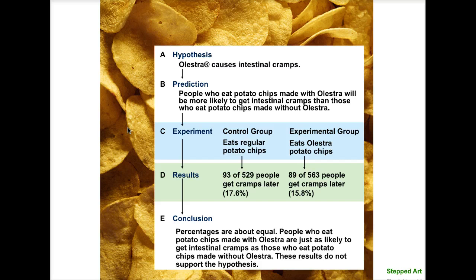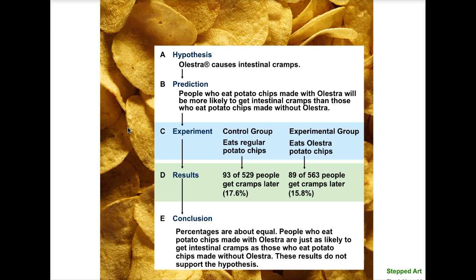In this experimental design, we can see that we have the observation of intestinal cramps and olestra coming onto the market. We devise a hypothesis. In essence, is olestra causing intestinal cramps? We design our investigation to have a control group and an experimental group. The experimental group is the one that is being tested for the olestra. So they're the ones that, in this case, eat the olestra-filled potato chips.